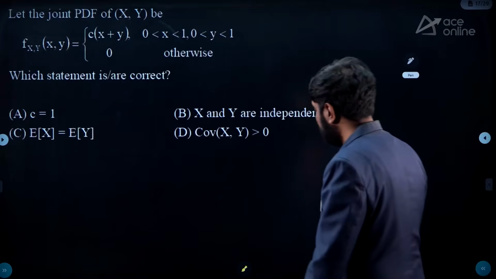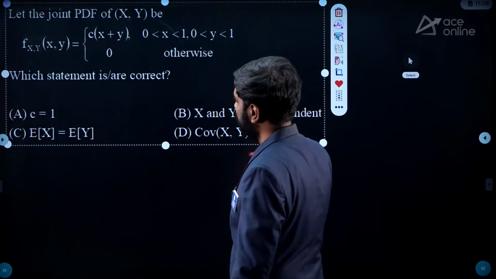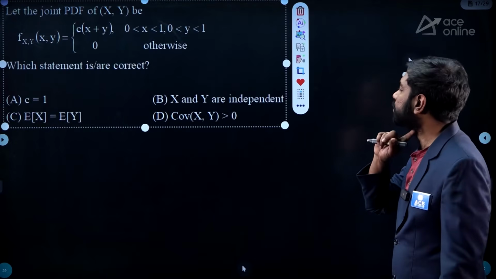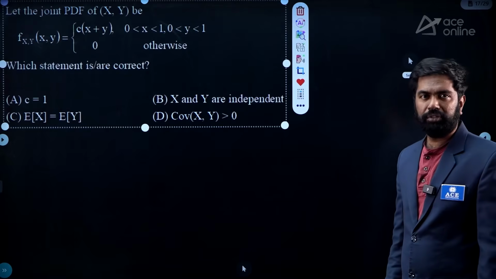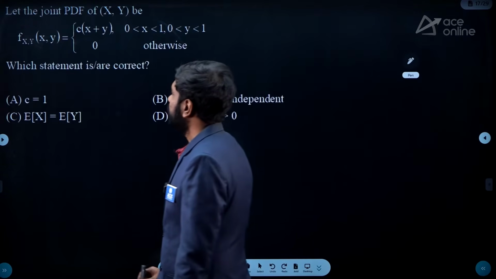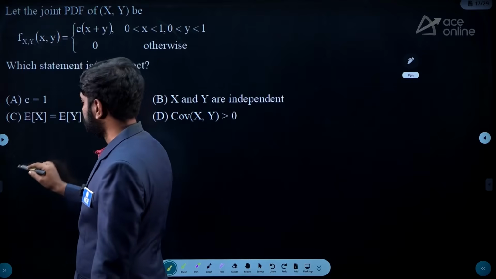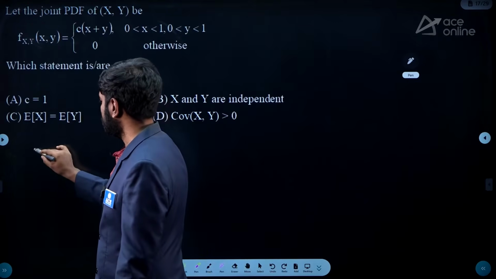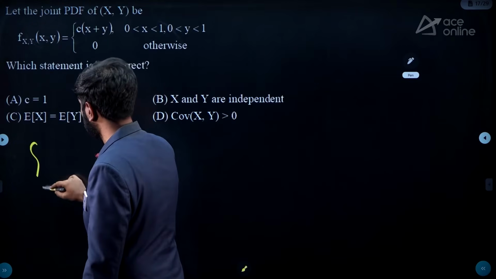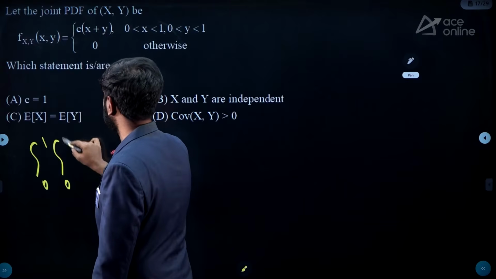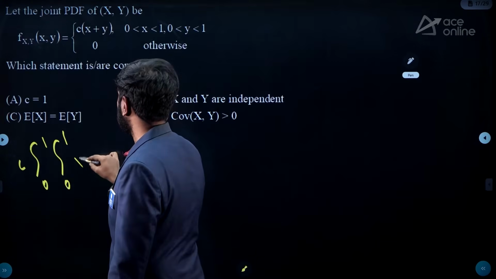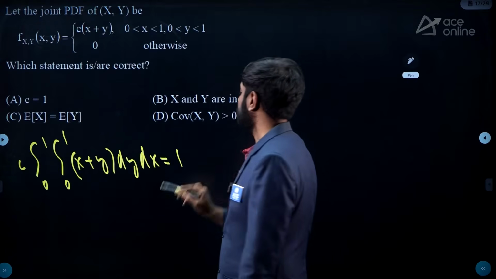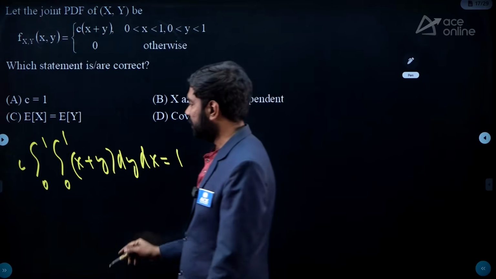Here they gave a joint PDF and they are asking what's the value of C, whether they are independent or not, expectation of x is equal to expectation of y, and the covariance is positive. You have to verify all this. So first thing is we have to find the value of C. So let us use this property. If you perform the double integration, the double integration of that PDF should give us 1. X limits are 0 to 1, y limits are 0 to 1, C outside it is x plus y dy dx. So this double integration value should be 1. With that you will get the value of C.